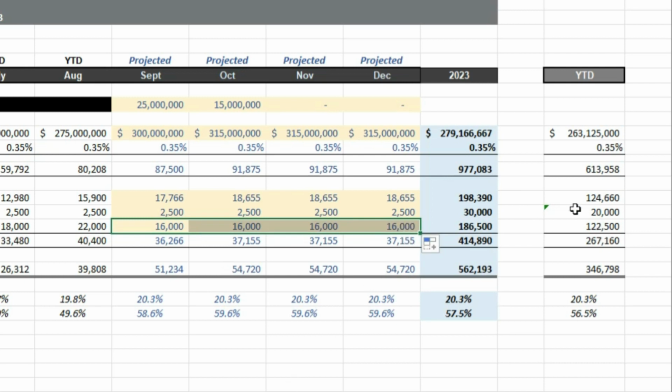And now I have my projected expenses for platform, data service, and professional consulting, which ultimately gives me my revenue less my expenses, ultimately getting down to my projected net income.